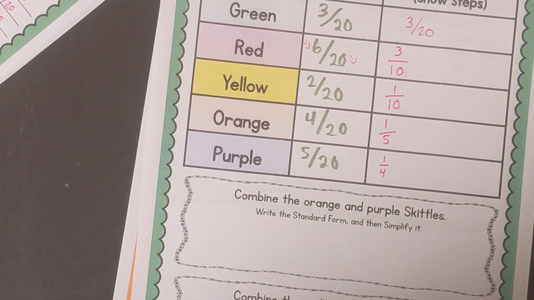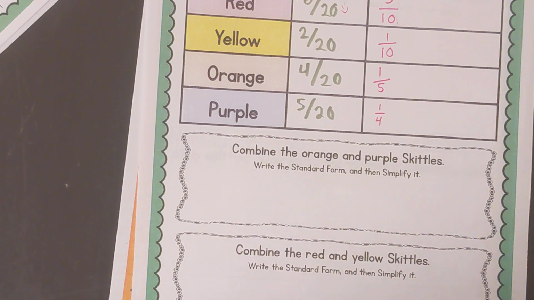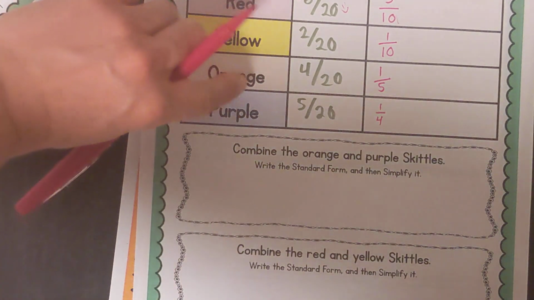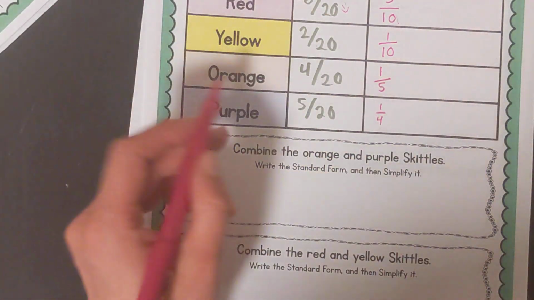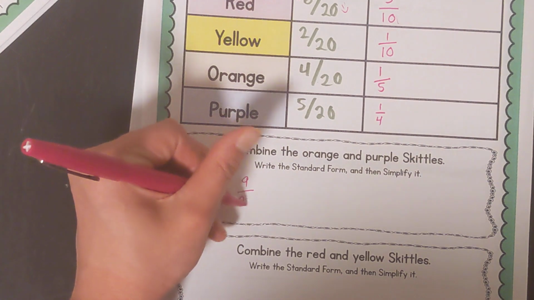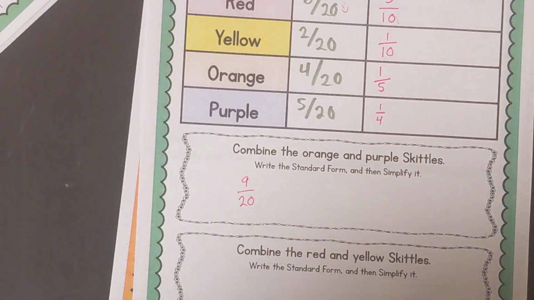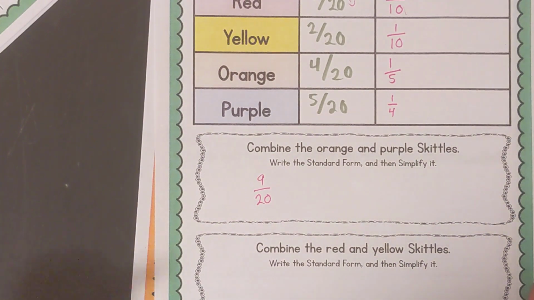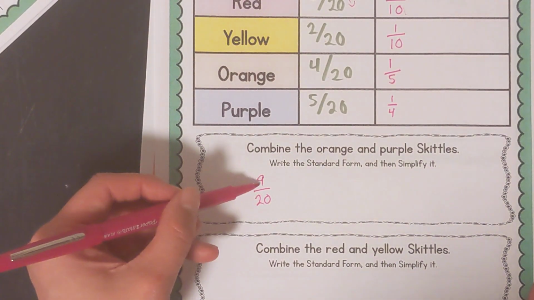Combine the orange and purple Skittles. Write the standard form, then simplify it. When they say standard form here, they just mean write the fraction, but then simplify it. So orange is 4/20 and purple is 5/20, so 9/20. And then they want me to simplify it, and I actually can't simplify that one anymore because 9 doesn't have a lot of factors. I can't divide them both by 9. I can't divide it in half.